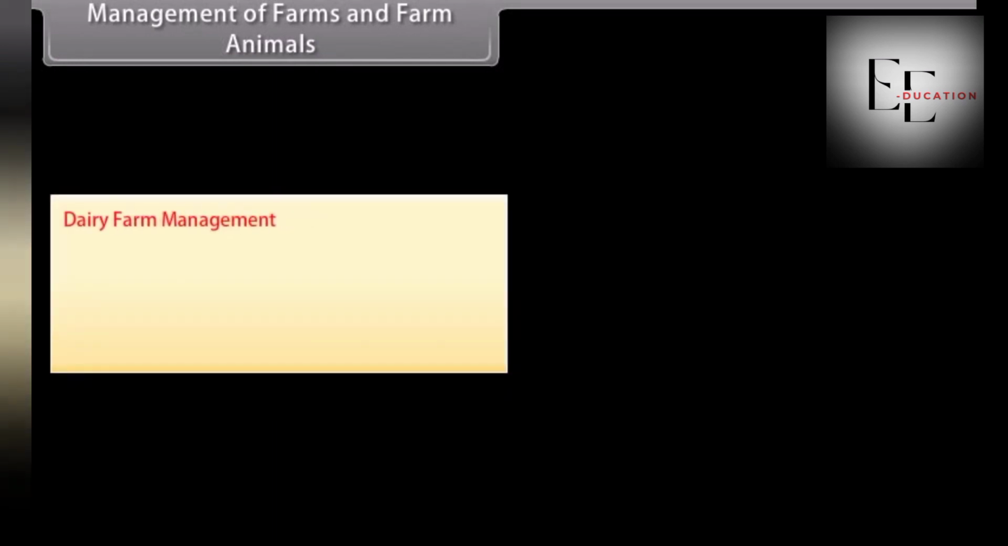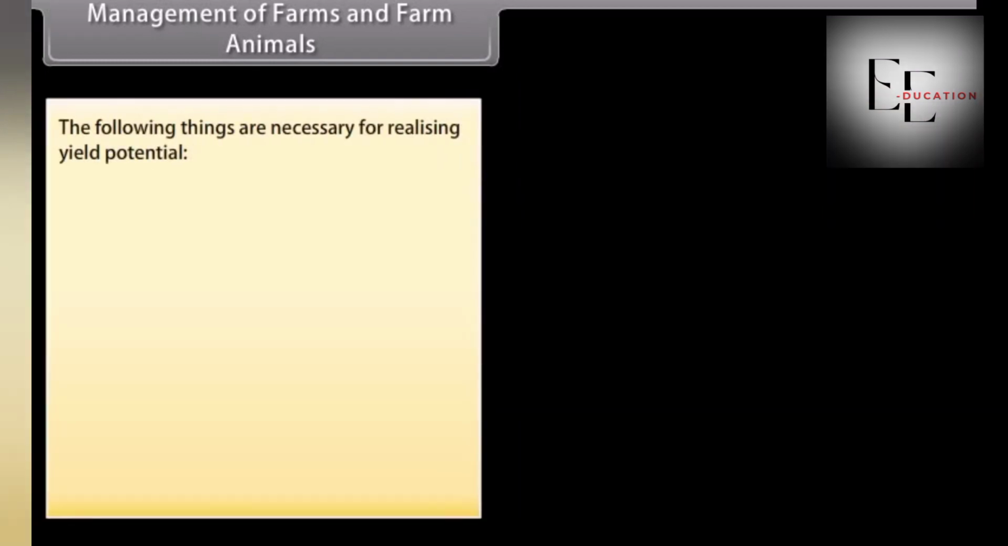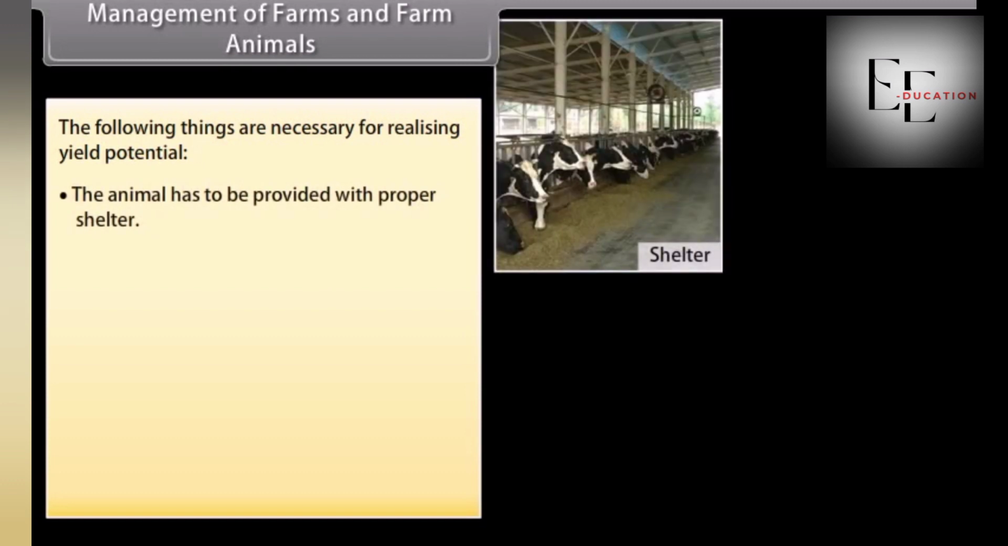Dairy farm management. Dairying is the management of animals for milk and milk products for human consumption. Milk yield is dependent primarily on the quality of breeds. The following things are necessary for realizing yield production. The animal has to be provided with proper shelter.